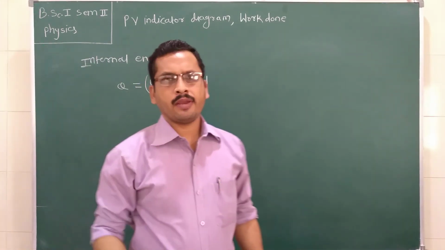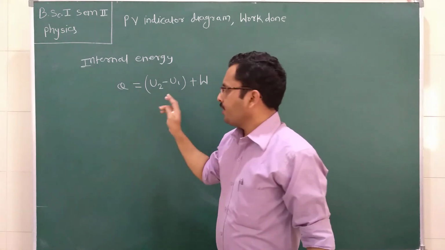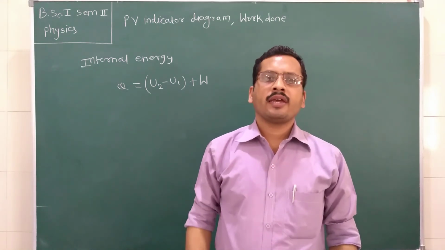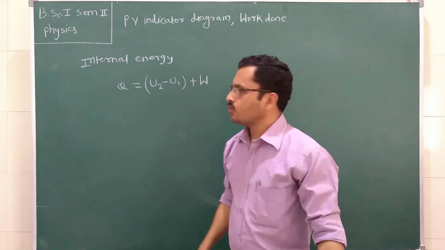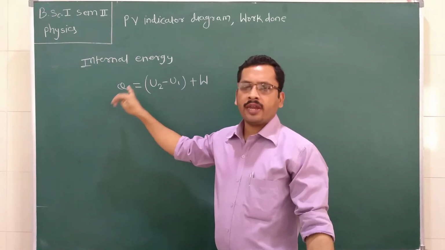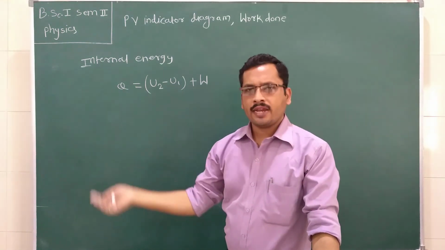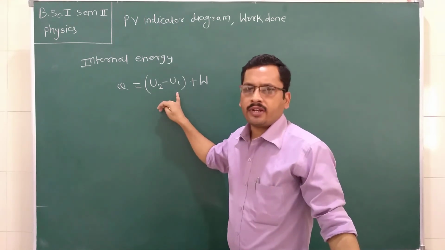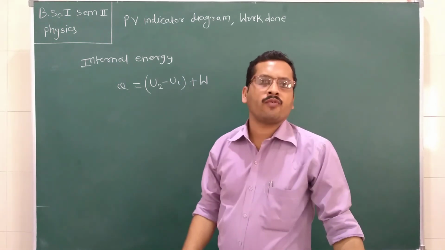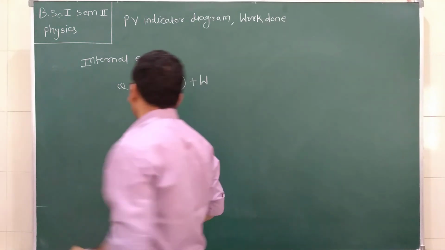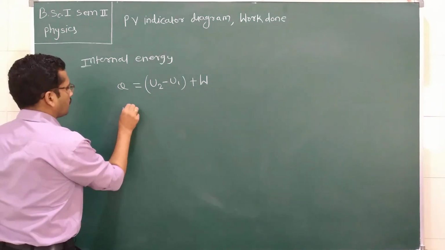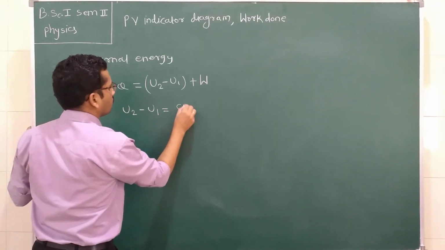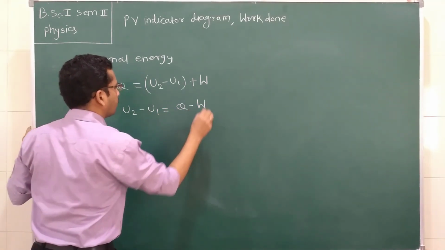Now it must be remembered that internal energy cannot be calculated directly. We can only calculate the change in the internal energy. So when an amount of heat is supplied to the system, that heat is utilized in the change in the internal energy of the gas, as well as to do some work. Therefore this change, U2 minus U1, is equal to Q minus W.